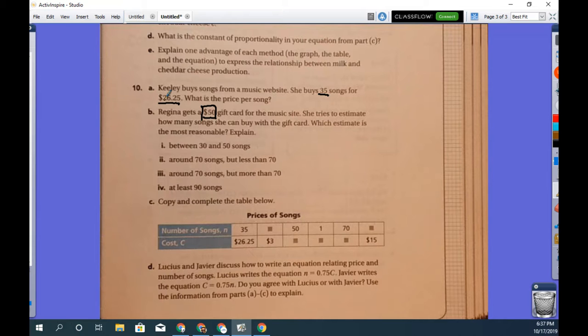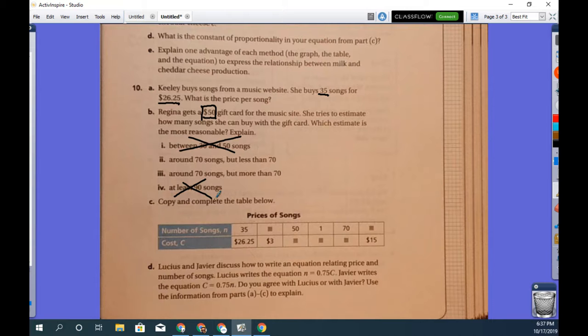So let's go ahead and take 50. Let's go between 30 and 50 songs. This can't be it. We definitely get more than 50 songs. I don't think we get nearly twice as many songs. So I'm going to say that we get around 70 songs. Sounds reasonable, but more than 70 songs.